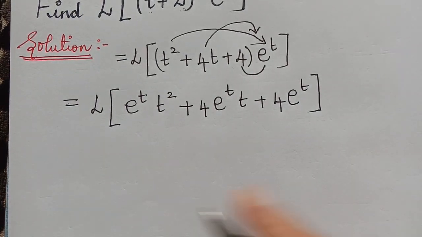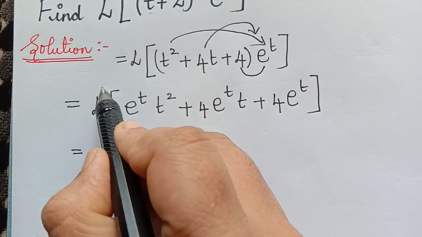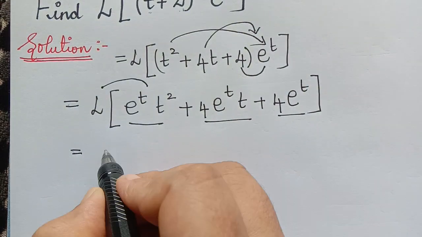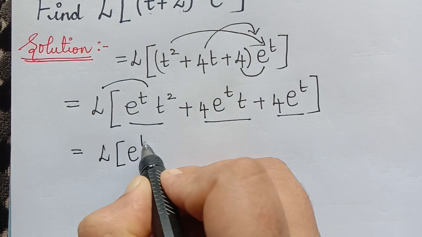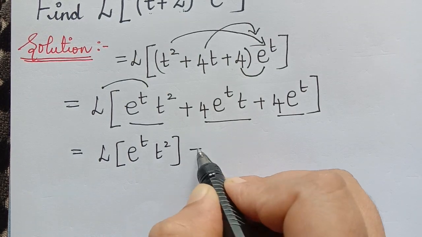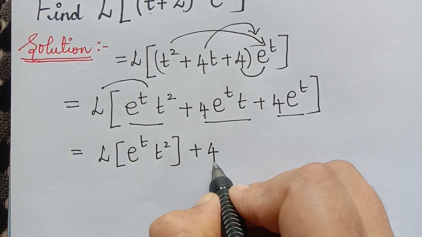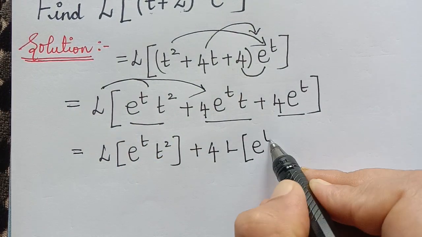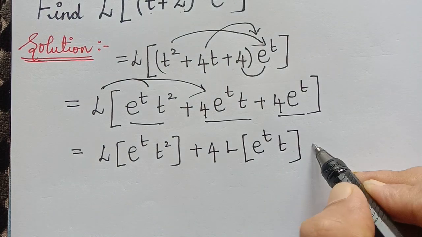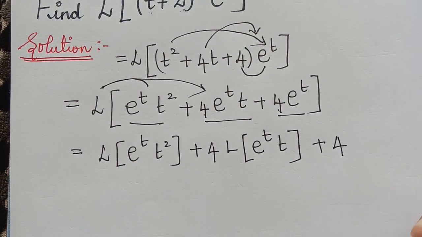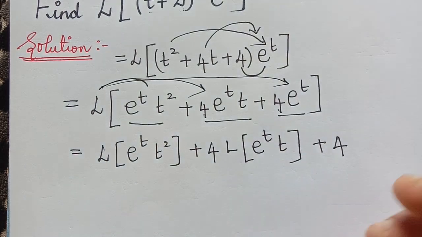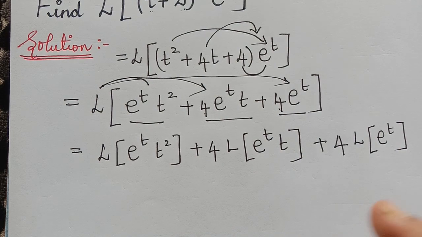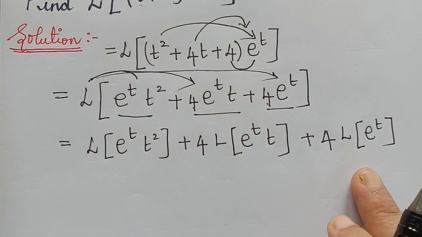Now in this, we can use the linearity property and take the Laplace transform of each of the functions separately. So first will be Laplace transform of e to the power t times t square, plus, using the scalar property, 4 can be taken out, and Laplace transform of the second function, e to the power t multiplied with t, plus 4 is again a scalar which can be taken out, and Laplace transform of the last function, which is e to the power t. So now we have separated by using the linearity property and also the scalar property.